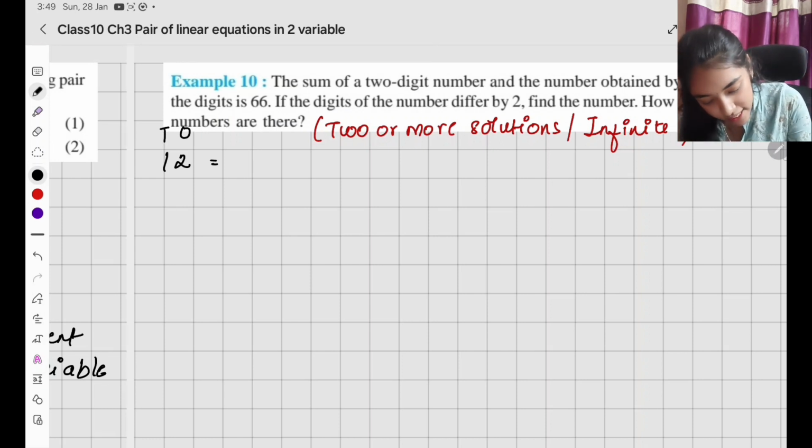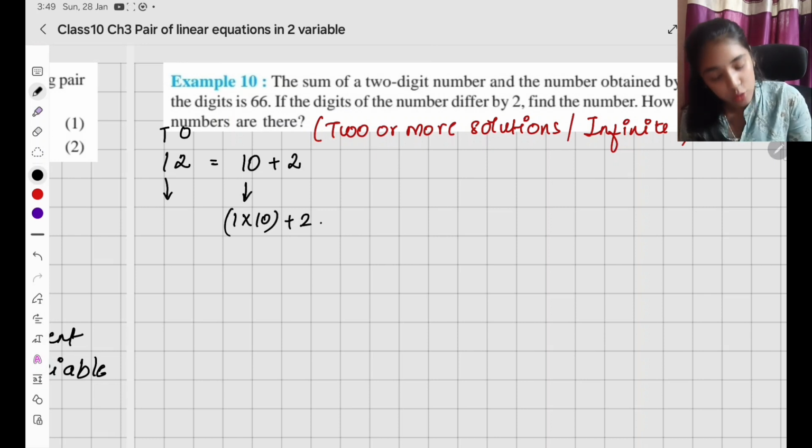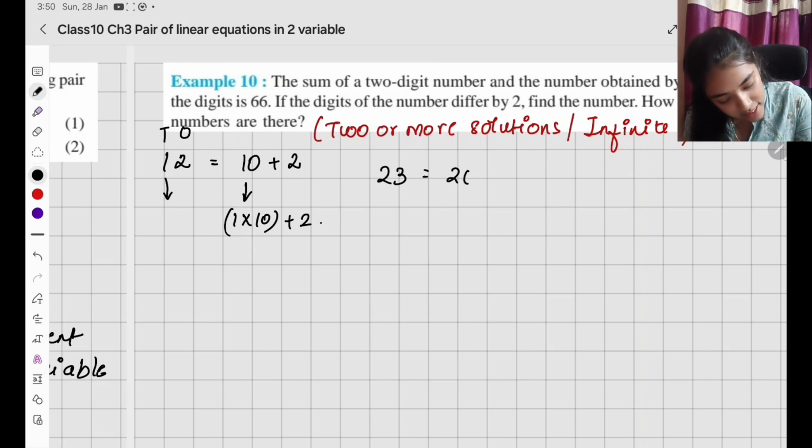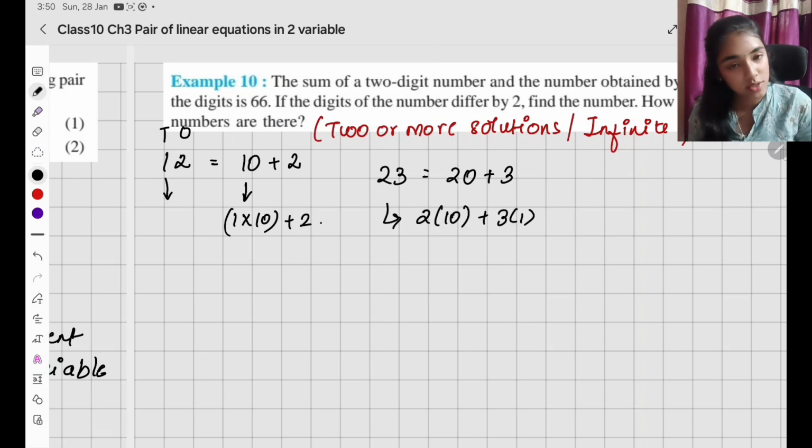I can write this as, இப்போ இந்த ones placeல இருக்கிற நம்பர் எப்படி எழுதலாம்? I can write this as 10 plus 2. So basically நான் இங்க என்ன பண்ணேன்? I did 1 into 10 plus 2. இந்த மாதிரி எழுதுனா இப்போ let's take another example. If you have 23, I can write this as 20 plus 3. So what are we basically doing? 2 into 10 plus 3 into 1. So this is what we are doing.